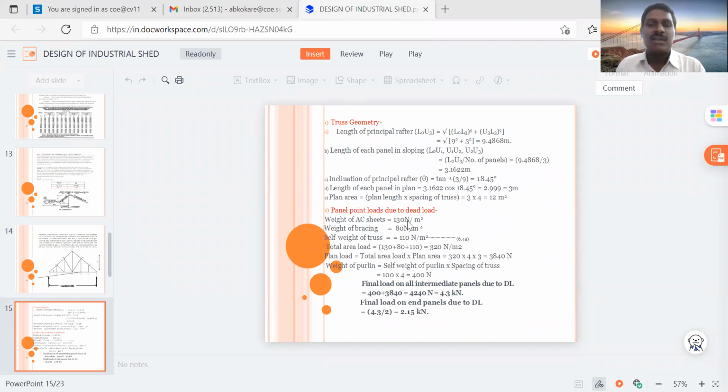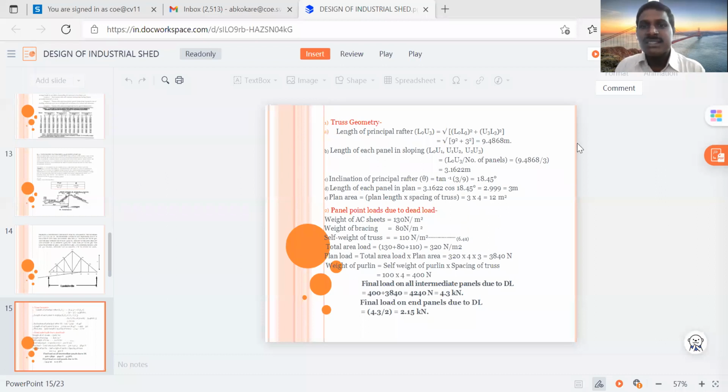So how to calculate plan area? Area A is required. So plan area is equal to plan length into spacing of truss. Plan length we have calculated, that is 3 meter, into spacing of truss is 4 meter. So plan length into spacing of truss, we will get the plan area, which is required in the calculation of the force, maybe for dead load, live load, or wind load. So here 12 meter square is the plan area.